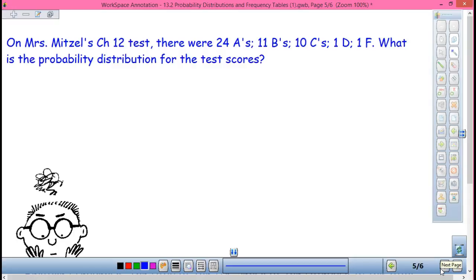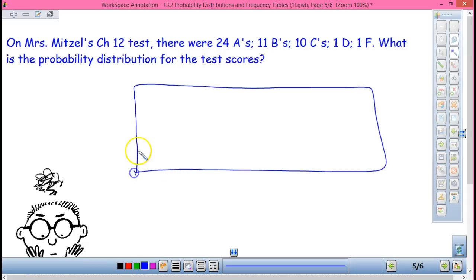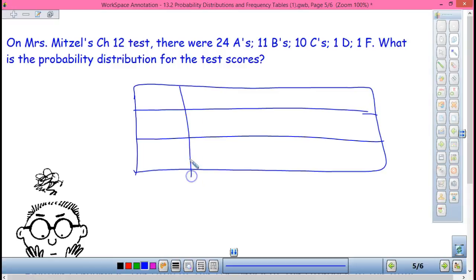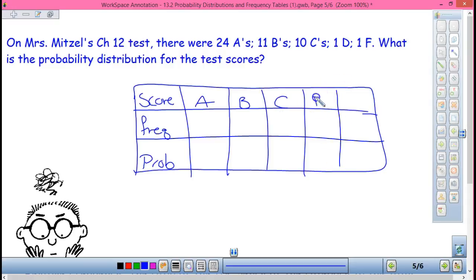Alright, same thing. Gotta make a distribution table. And this is Mitchell's chapter 10 test. So we've got score or grade, frequency, and probability. So we've got A's, B's, C's, D's, and F's. How many A's? 24. How many B's, C's, D's, F's? So probability of giving an A?